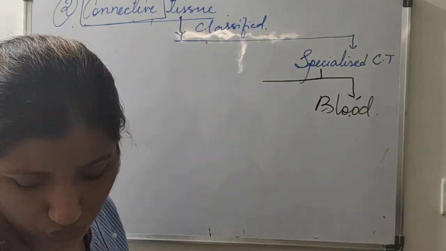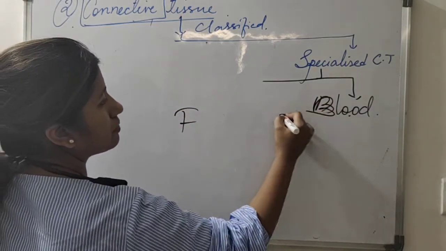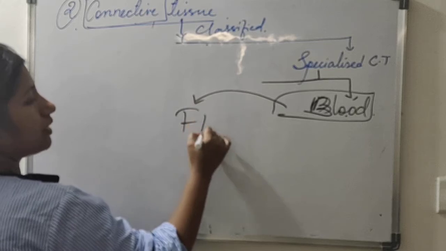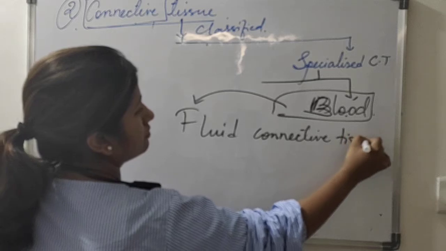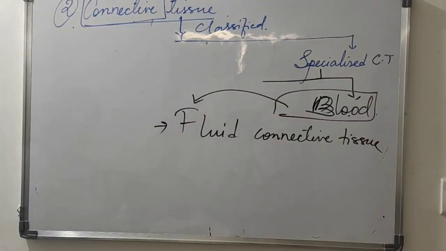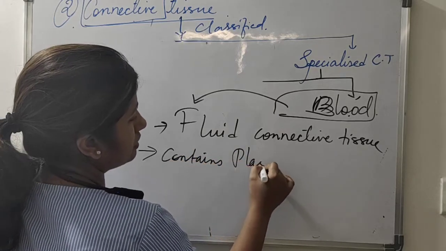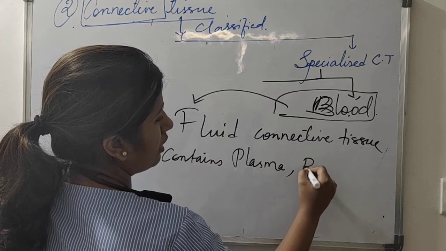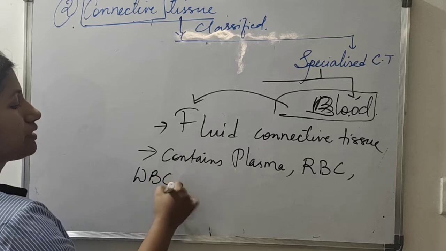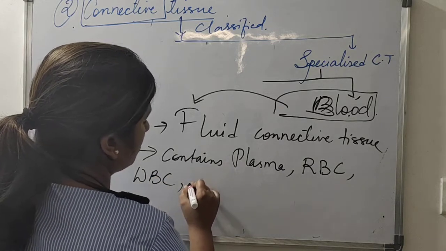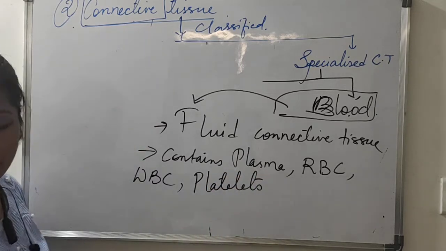The last connective tissue. So blood is a fluid connective tissue. And it contains, you are very familiar with this blood, plasma, RBC, red blood cells, which we also call erythrocytes, WBC, white blood cells, white blood corpuscles, leukocytes, and platelets, which we call thrombocytes.